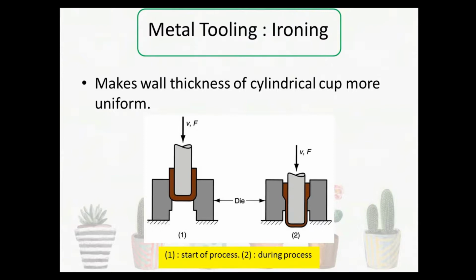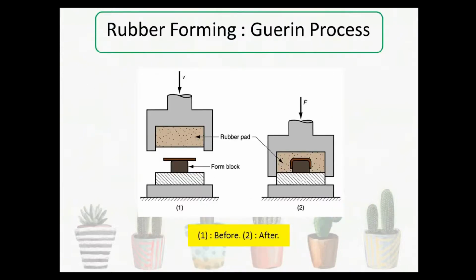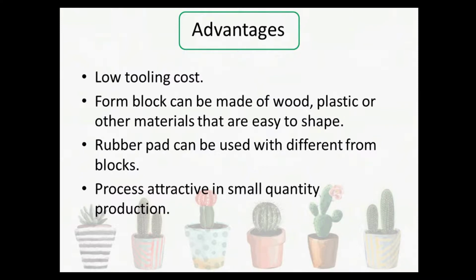Next, this is the rubber forming Guerin process. It is the oldest and most basic of the rubber pad forming processes. This is before the process, when we put force onto the rubber pad and it will press the workpiece down to the uniform block. These are the advantages of the Guerin process.